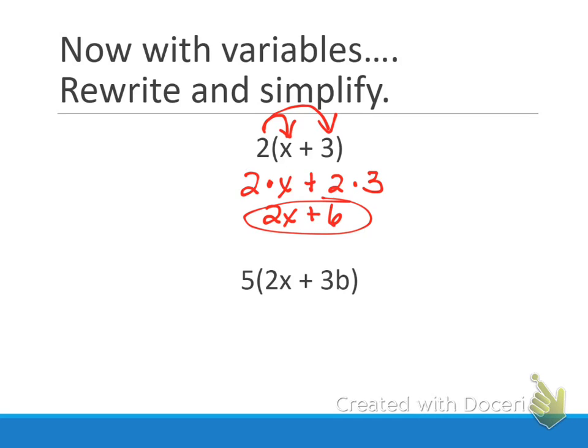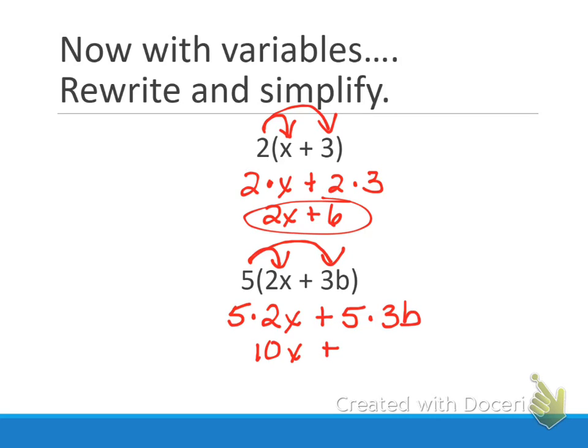Okay. Let's look at the next one. So we have 5 times 2x. Let's just write that out for this time. 5 times 2x plus what? 5 times 3b. Thank you. 5 times 3b. And this looks like those problems we were just working a minute ago, because this is 5 times 2 times x, so it's 5 times 2 is 10x plus 5 times 3 is 15b. Can we combine 10x plus 15b? No. Cannot combine it. They're not in the same family.